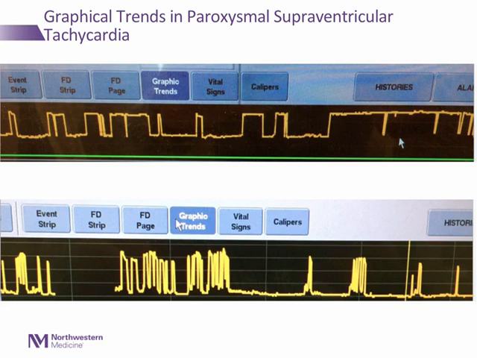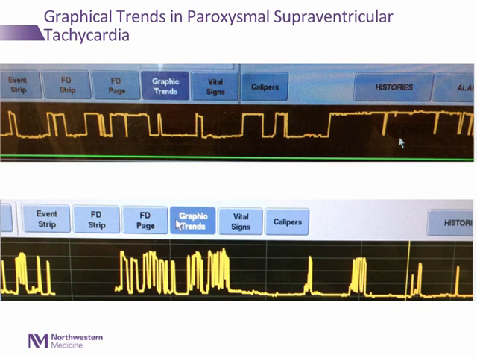This next example is from a patient with paroxysmal supraventricular tachycardia. Notice that there are frequent abrupt increases in heart rate that occur instantaneously, which suggests a possible arrhythmia. Furthermore, notice that in each instance of the heart rate change, the heart rate increases to the exact same rate and then plateaus. This is very consistent with supraventricular tachycardia.